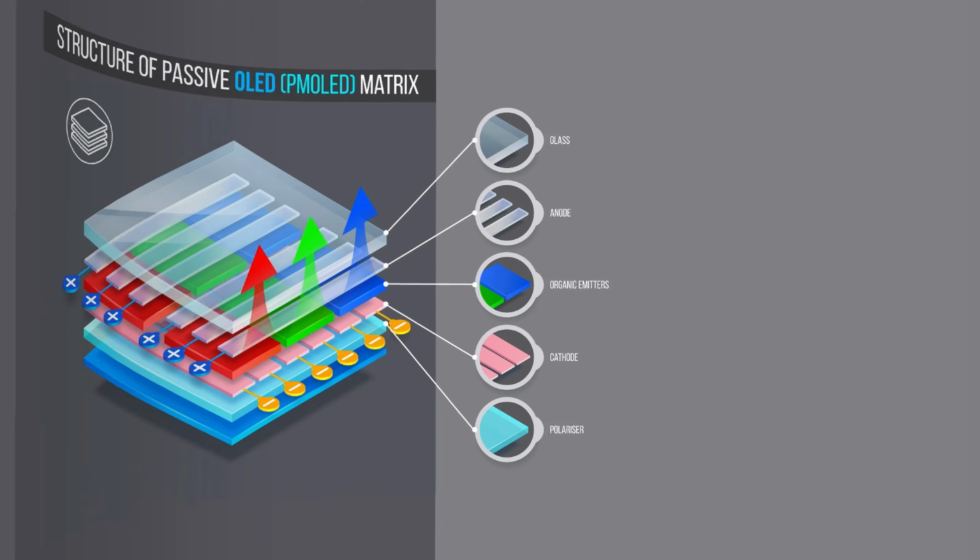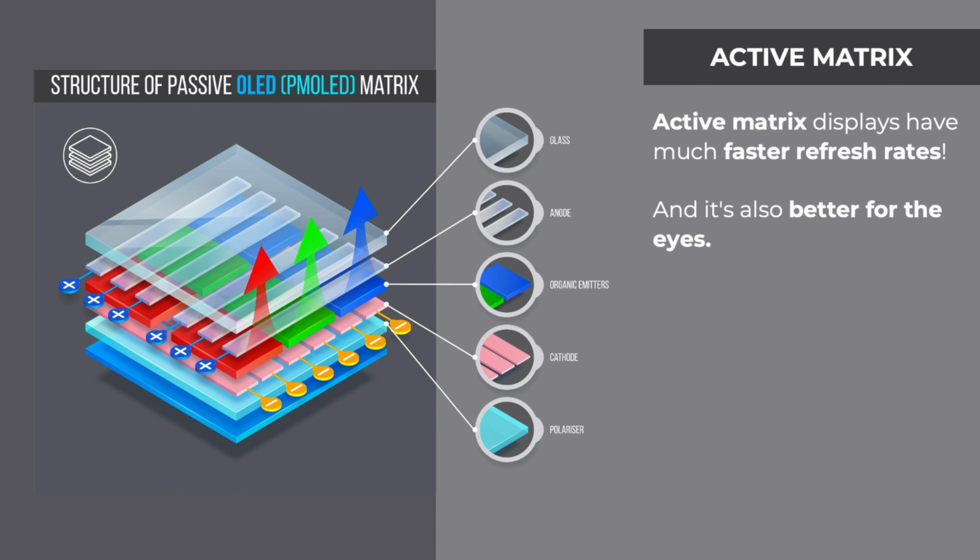Active matrix displays have much faster refresh rates, which is an advantage for gamers. And it's also better for the eyes, because if you play on a screen with a low refresh rate, well, you might get some dizziness. The active matrix display uses more transistors and therefore consumes more power.